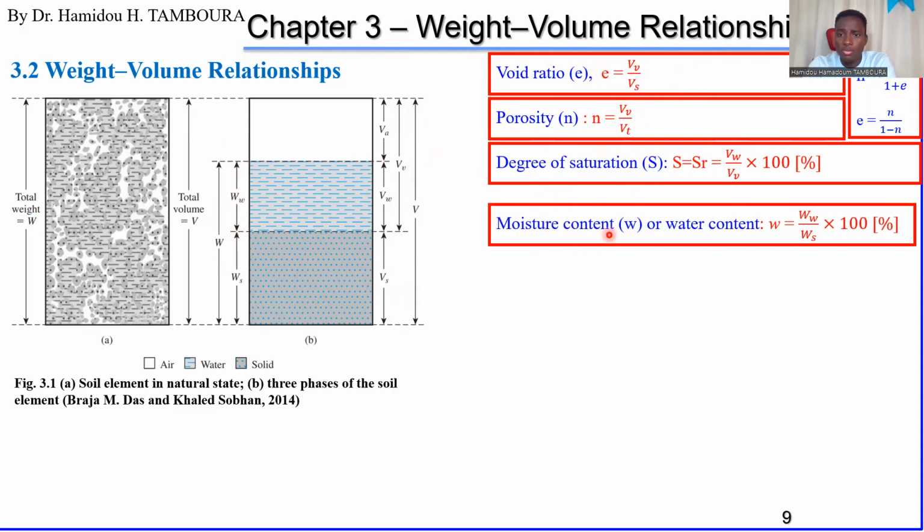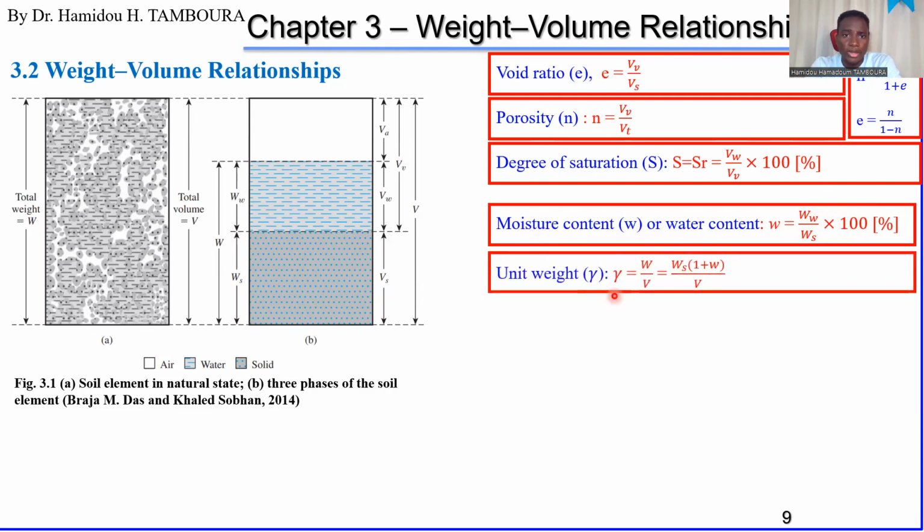Sometimes we want to know the water content. Water content is the ratio of weight of water to weight of solid. No, not volume anymore, weight. So if you have the weight of water and the weight of the solid, you can do this ratio, and by multiplying this by 100, you can get water content or moisture content.